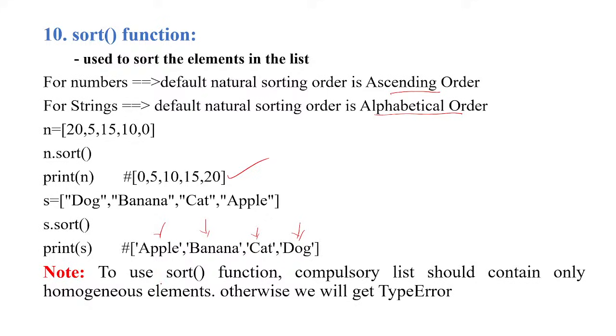But remember, to use this sort function, the list must contain homogeneous elements. If it contains heterogeneous elements, it gives an error. That means if one string, one integer, one floating point number, like this heterogeneous elements are there, then this sort function won't sort, it gives the error. So this is another important observation to be made.